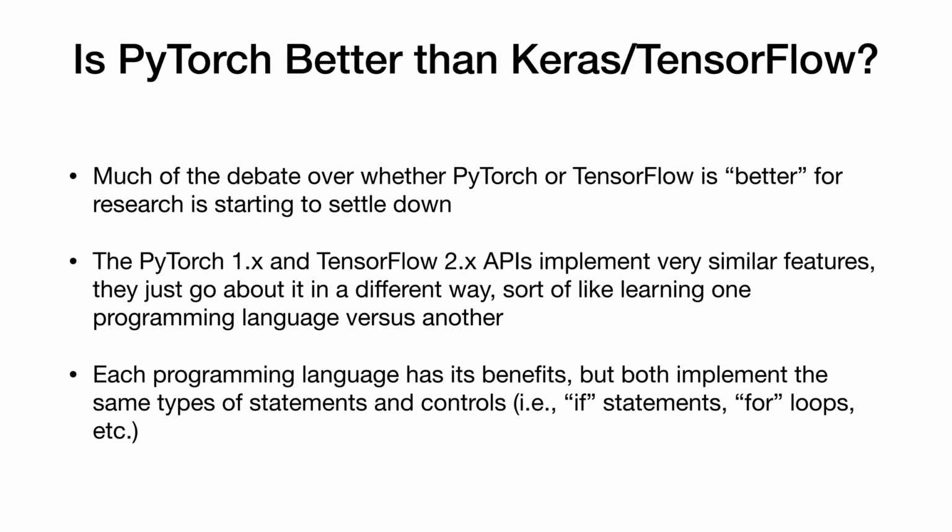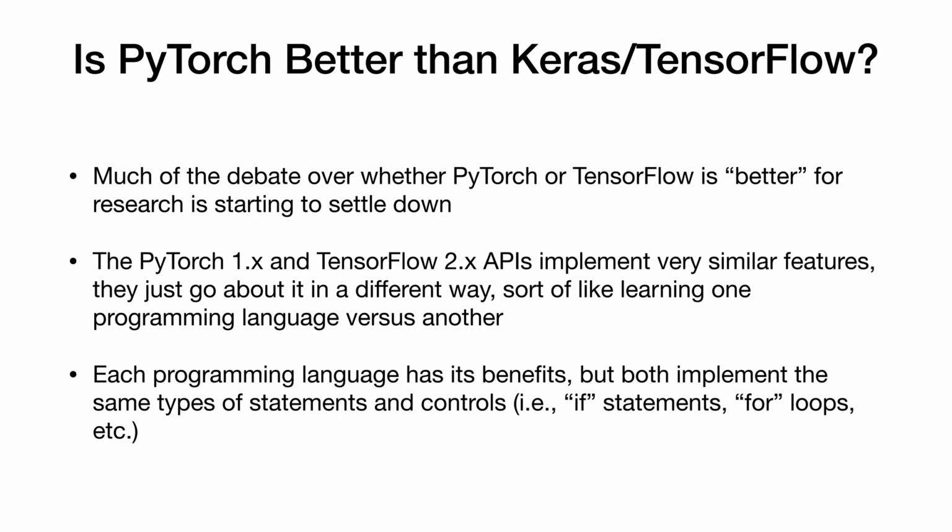With that said, let's address one of the most common questions you'll see online, especially amongst those new to deep learning and computer vision. They'll just ask themselves, is PyTorch better than Keras or TensorFlow, and vice versa? What library should I be using first? Much of this debate is starting to settle down, predominantly because both libraries have matured. The APIs have actually started to converge on each other, and the argument really isn't that relevant anymore.